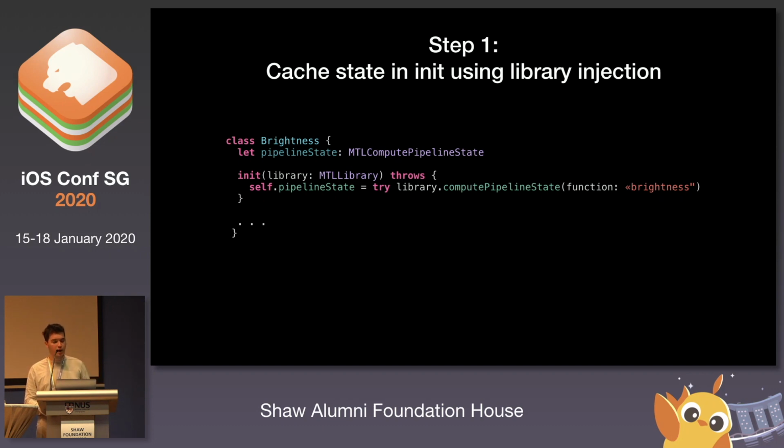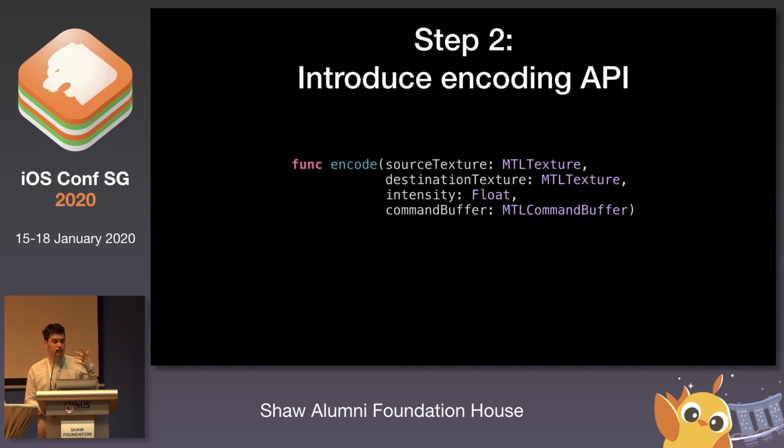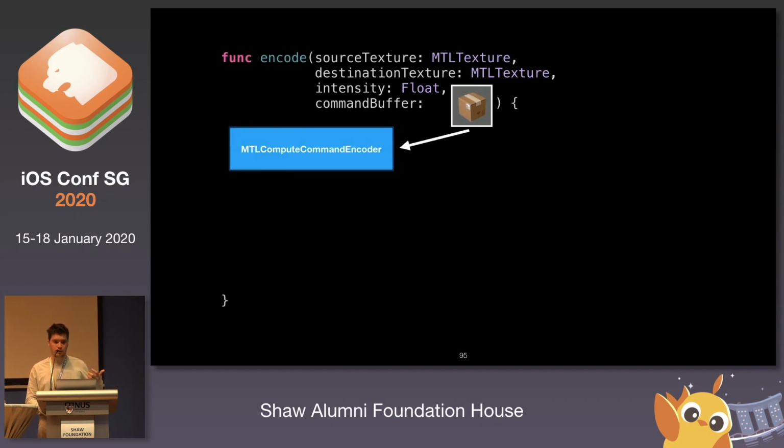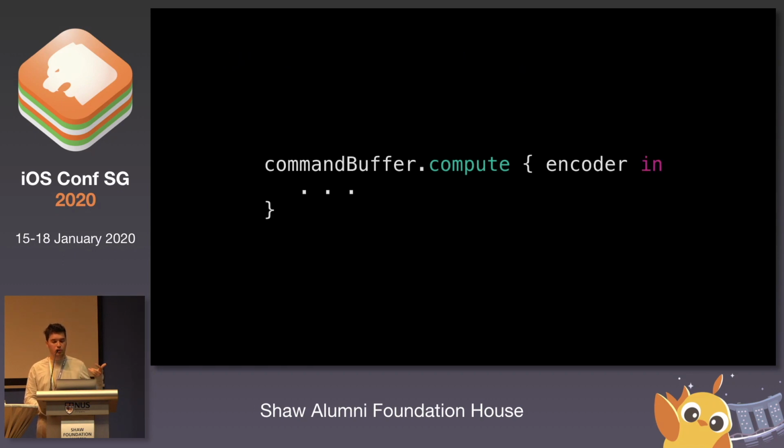We'll see it later. Another thing we'll have to do is introduce the encoding API. What encoding does is basically fill our command buffer with instructions on how to do the actual brightness. And the way it works is we first have to create the encoder. Since we are doing a compute shader, we'll need a special kind of encoder called MTLComputeCommandEncoder, and it will look something like this. We'll have a command buffer where we call compute, and we pass a closure where the system will provide us an encoder that we are going to use.